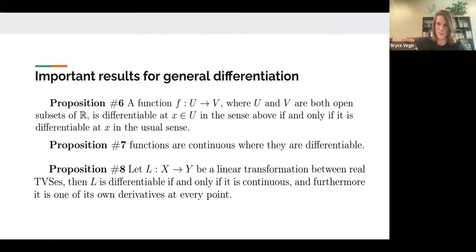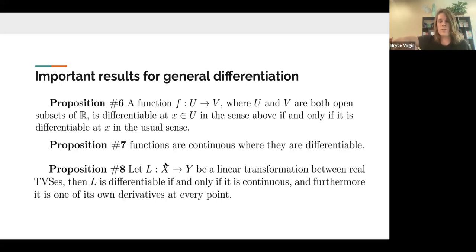Now, important results concerning general differentiation. So we have this definition of the derivative. The question we'd be interested in asking is, what works and what doesn't work? First of all, another sanity check, as always. Constantly giving yourself sanity checks is a good way to stay sane. Any function which is defined between open sets of the real numbers is differentiable at a point if and only if it's differentiable in the usual sense. That follows from that earlier proposition on little o functions, that they were little o if and only if they were differentiable at the origin and vanished there with their derivative. So this follows very quickly from that.